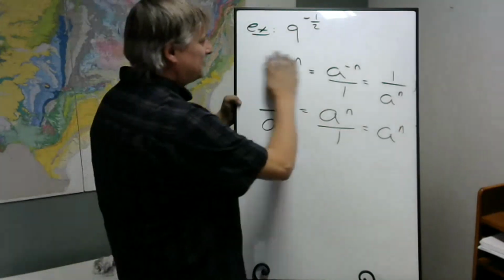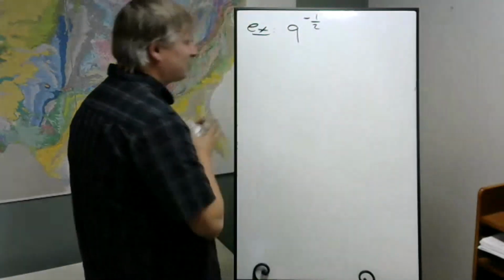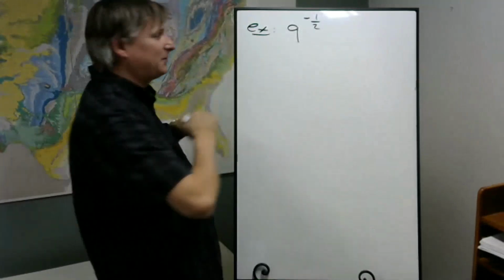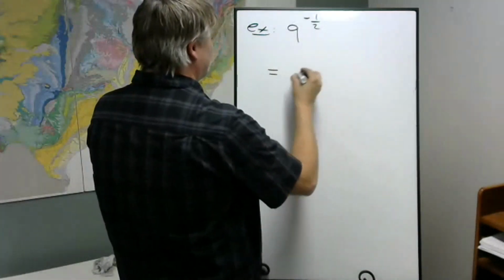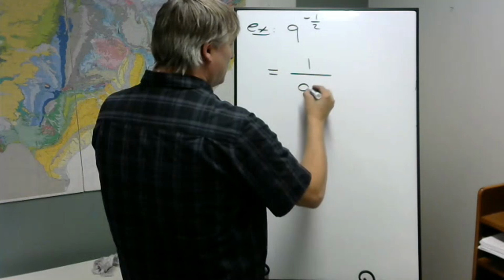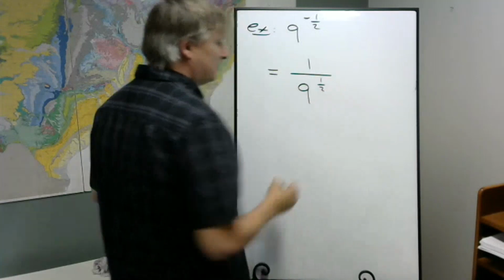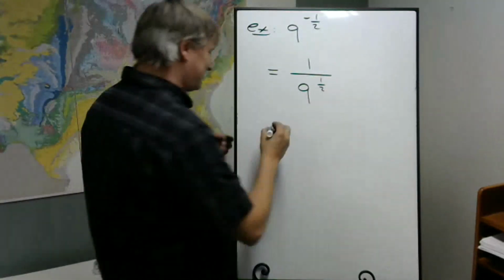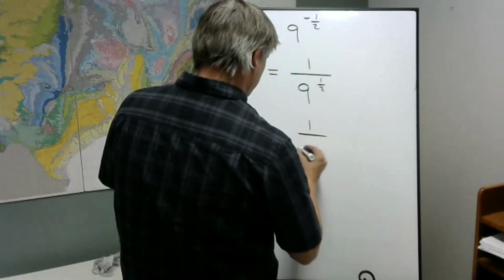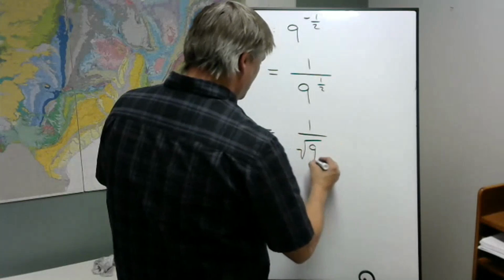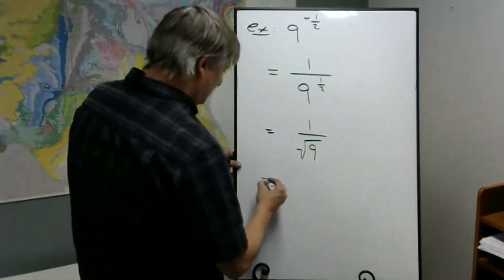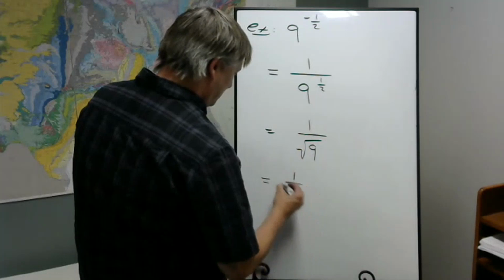So with this one, we're going to flip this. So we don't have to write the minus sign. And this is going to be the square root of 9, or 1/3.